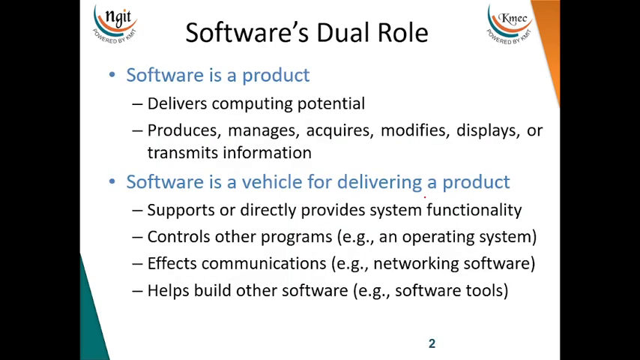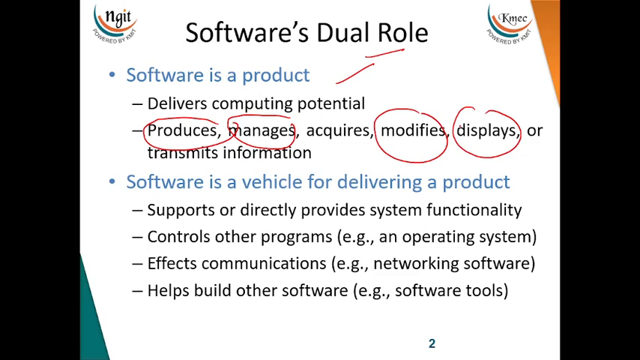What is software? Software plays a dual role. It is a product. What do we mean by product? It delivers all the computational facilities to you at your doorstep. You can produce, manage, modify and display the required things, and you can transfer information. It behaves like a product which can do different things.